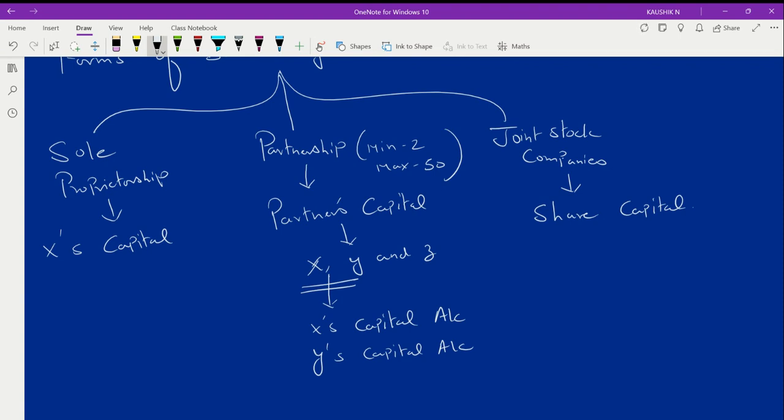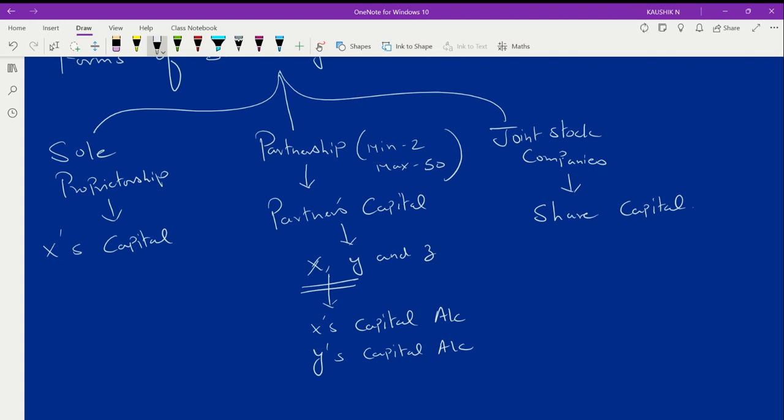So, in order to break out the negativity or the demerits or limitations of sole proprietorship, you have got partnership. Each and every form of business organization has some significance for its existence. So to break the drawbacks in sole proprietorship you have partnership, and to break the drawbacks in partnership you have got joint stock companies.